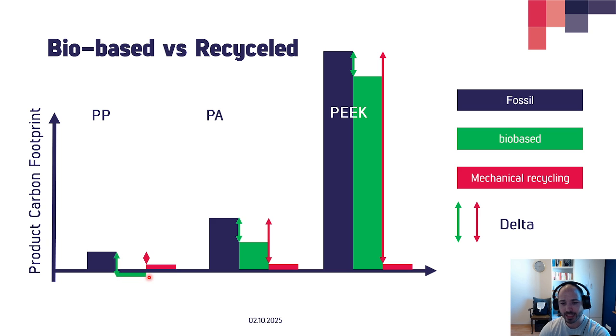Meaning that you will get a 2 to 3 kilogram reduction, basically independent of the plastic. Meaning for polypropylene, it is a huge saving. And for polyamides, it's respectable. And for PEEK, it's only 10 to 15%. So the higher up you go in the plastic pyramid, the less percentage you save by saving 2 to 3 kilograms. And then with mechanical recycling, you have basically the opposite.